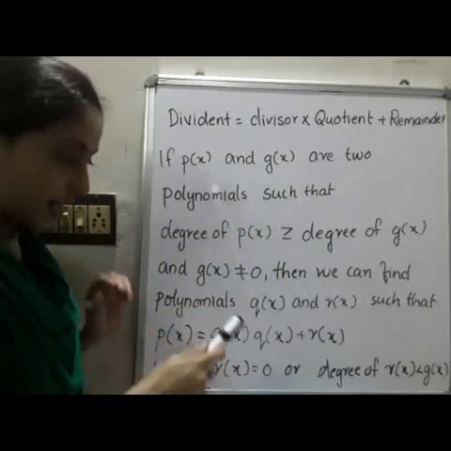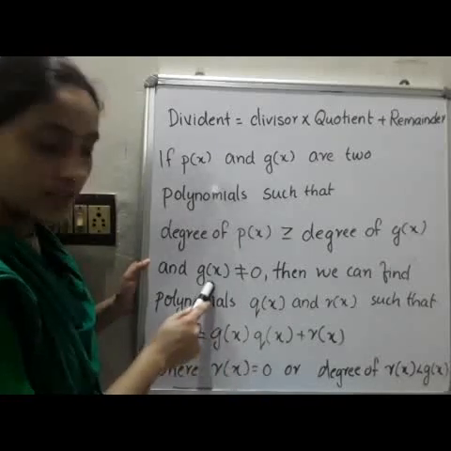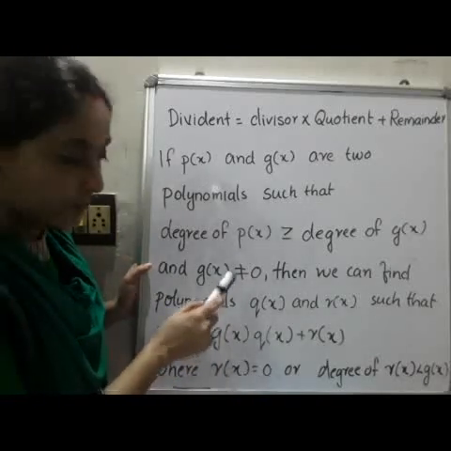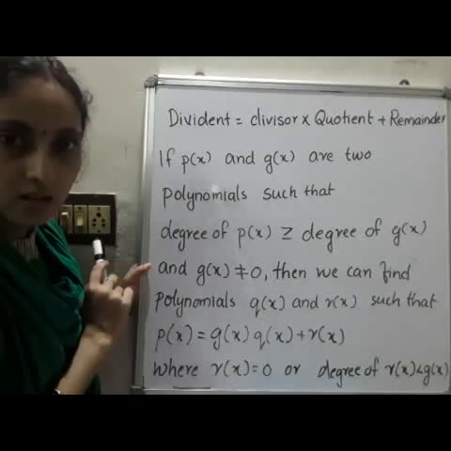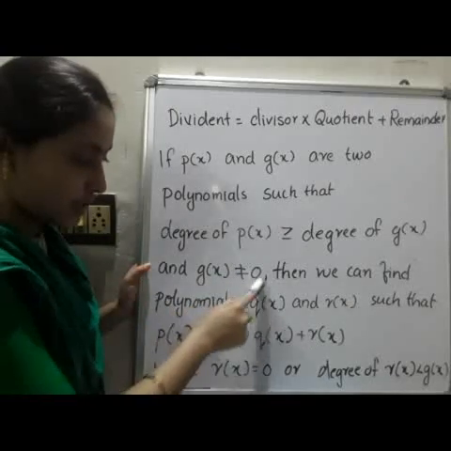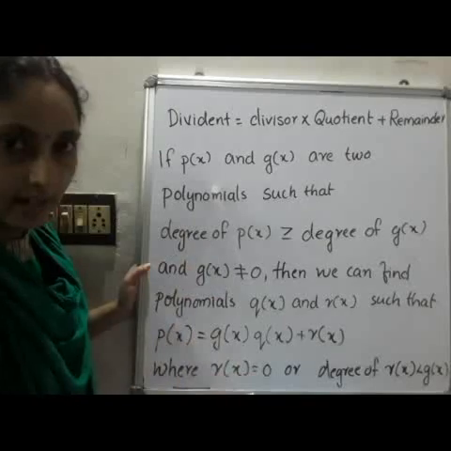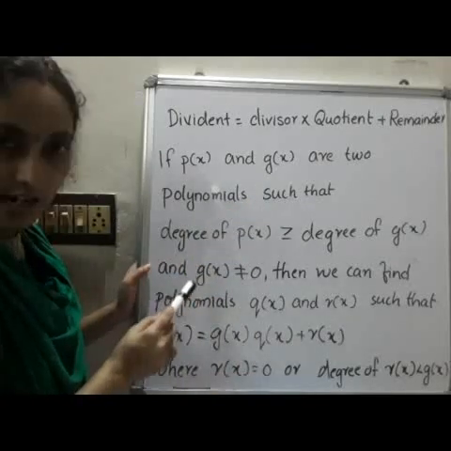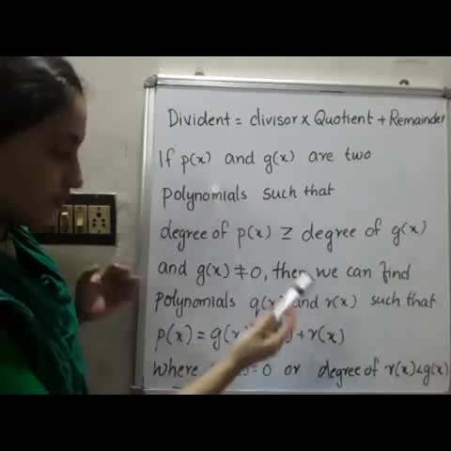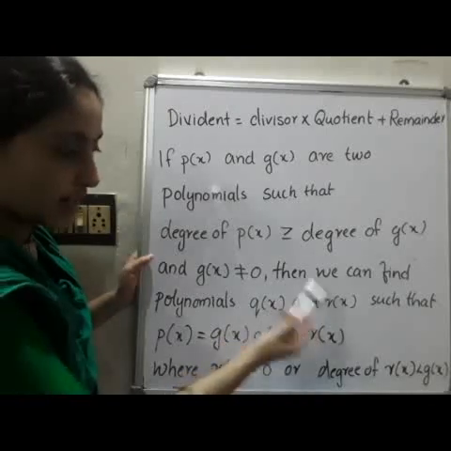And one more condition, that is what? The g of x is not equal to 0. If it becomes 0, what happens? We can't divide. So, g of x is not equal to 0. Then, if this condition is satisfied, what can we find? Polynomials such as q of x and r of x.